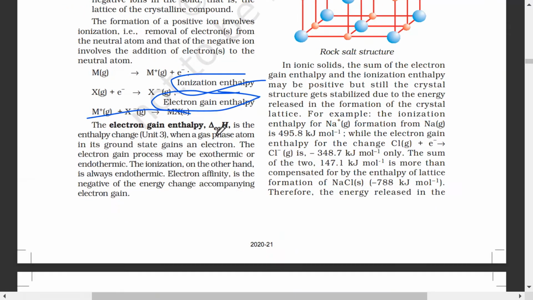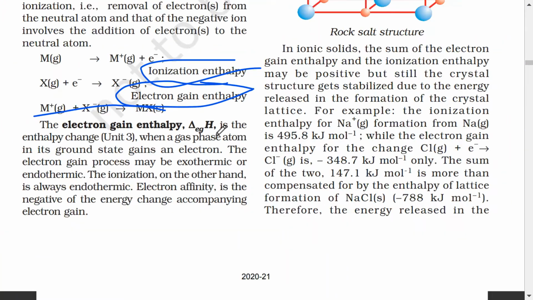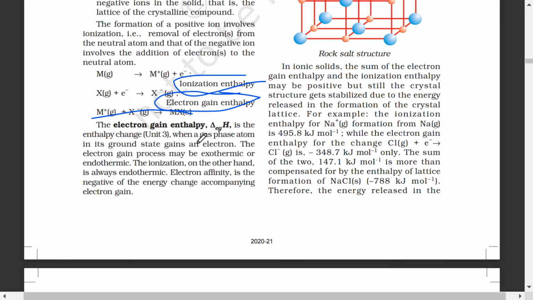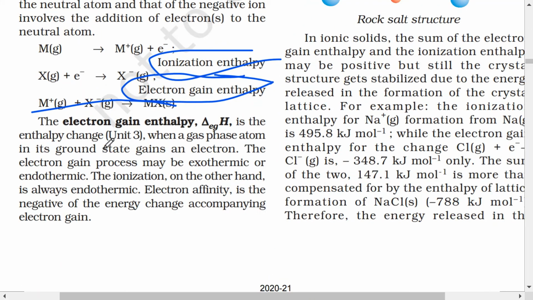Electron gain enthalpy is the enthalpy change when a gas phase atom in its ground state gains an electron. The electron gain process may be exothermic or endothermic. The ionization, on the other hand, is always endothermic. The electron affinity is always the negative of the energy change accompanying electron gain.